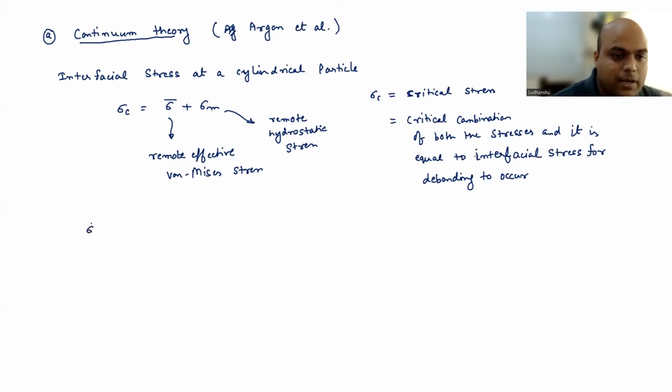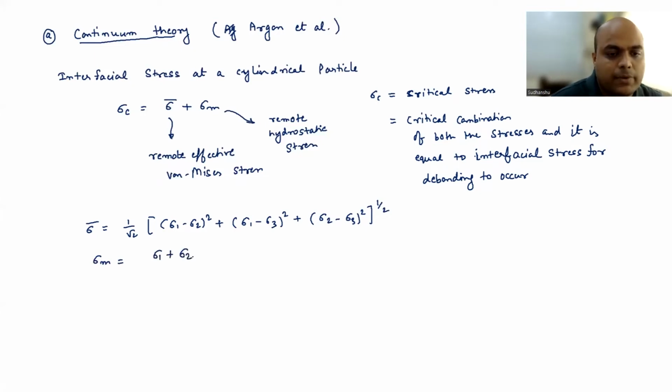Okay, so sigma bar, it's the von Mises stress, so it is 1 by root 2 times the square root of (sigma 1 minus sigma 2) squared plus (sigma 1 minus sigma 3) squared plus (sigma 2 minus sigma 3) squared, and sigma M is your hydrostatic stress, so it is sigma 1 plus sigma 2 plus sigma 3 by 3, where sigma 1, sigma 2, sigma 3 are principal stresses.